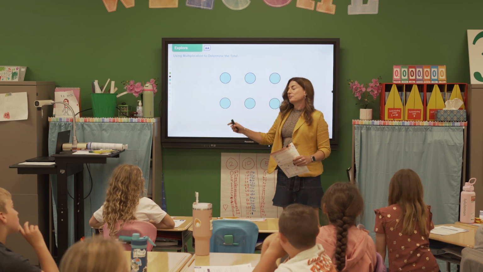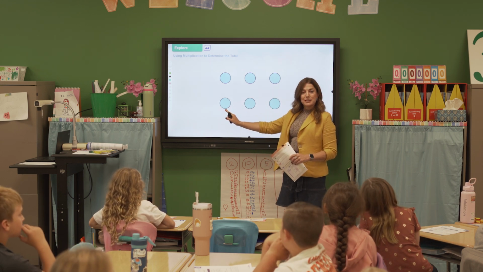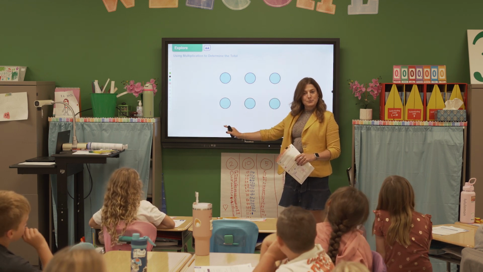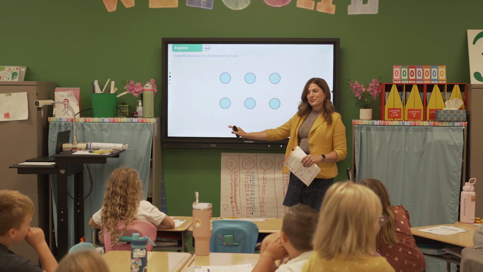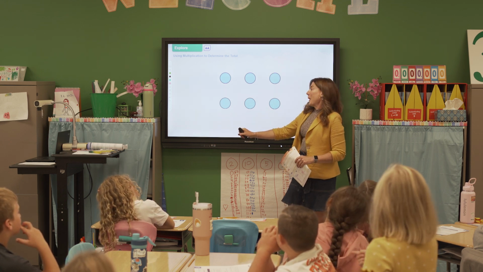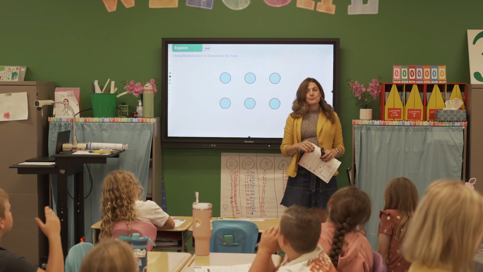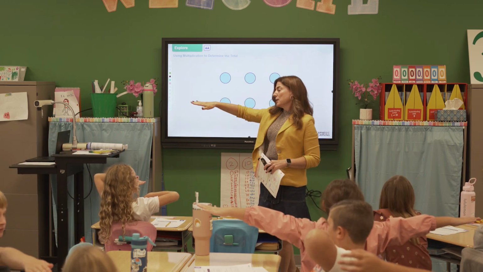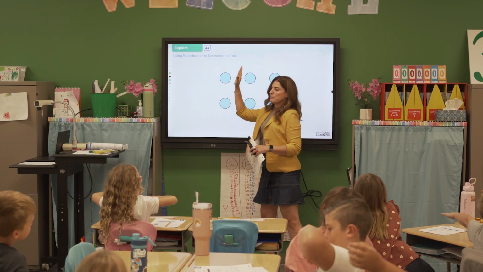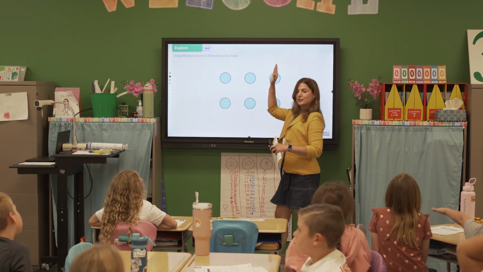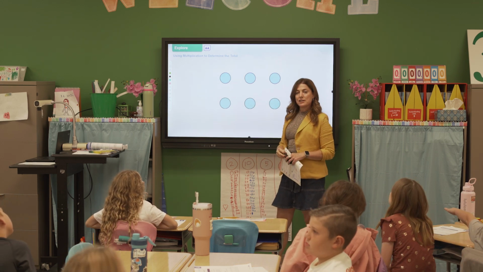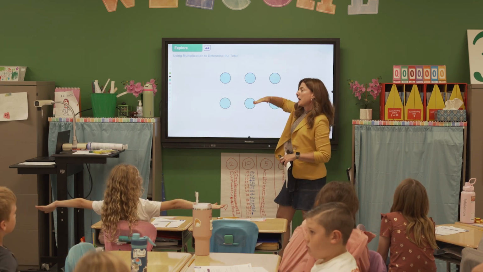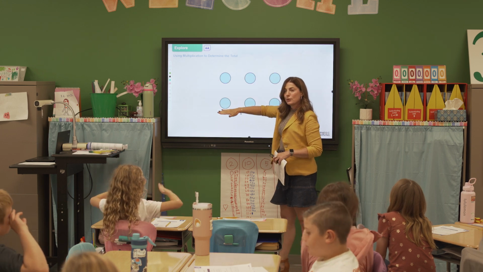So let's go back. If I counted by 2s, am I looking at rows or columns? Columns. Remember, show me columns with your arm. Show me row with your arm. Great. Okay, so you're right. If I count by 2s, I'm counting columns. If I'm seeing 3s, I'm seeing rows.